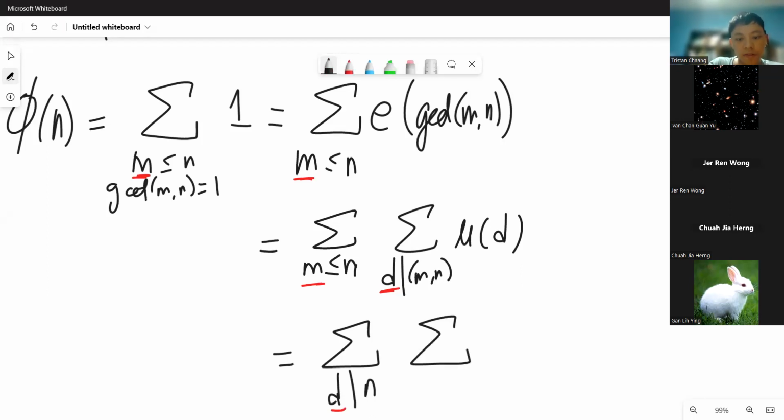And then we look at the condition for M. What should M run over? So look at these two propositions. When do these two propositions hold true? It's when M is a multiple of D and when M is less than or equal to N. Okay, so M is a multiple of D. So I should write it like that. Like this. So these are all the conditions for M. And then mu D.